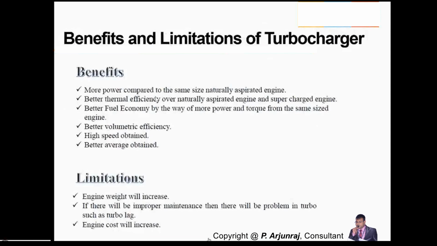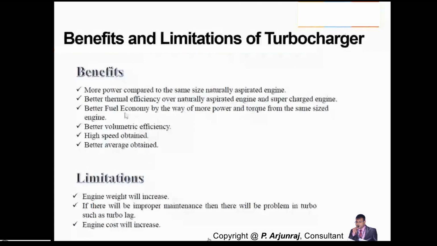With respect to power, when you are comparing to the same size naturally aspirated engine, your power output gets increased, and you're also going to have better thermal efficiency compared to the naturally aspirated engine, and even the supercharged units. Okay, because there is a lot of load which is coming into the supercharger also, but that can be overcome with the turbocharger. Even there are a lot of questions coming from the participants, whether supercharger is better or turbocharger is better. So now, for almost all vehicles, we are going with the turbocharger one.